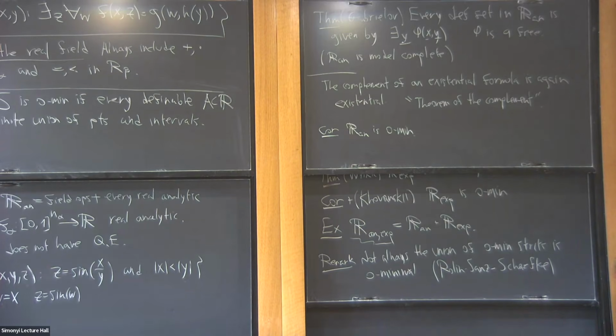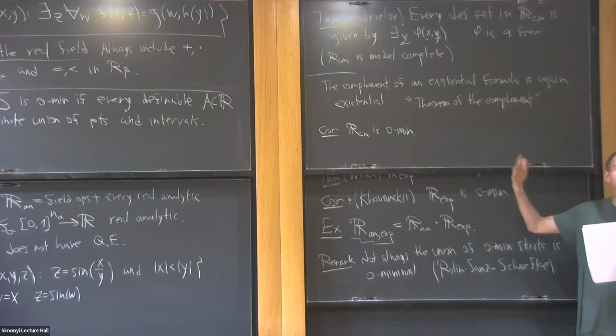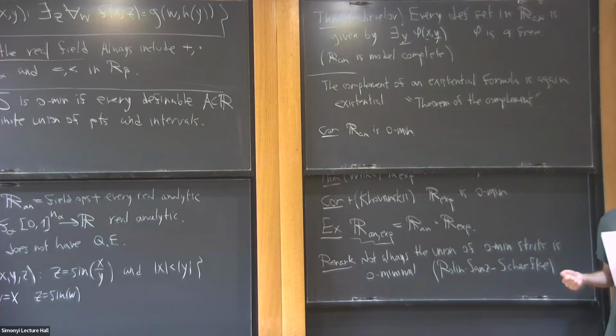But I mean, it hasn't always been the case. So, for instance, among the o-minimal structures that I didn't mention here, there are o-minimal structures where, for instance, the gamma function is defined on the positive real line. And there is an o-minimal structure where the zeta function is defined on the positive real line. And for a long time, there was no structure where both of them were defined.